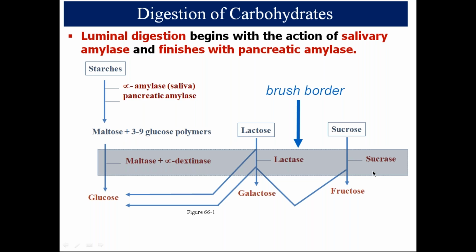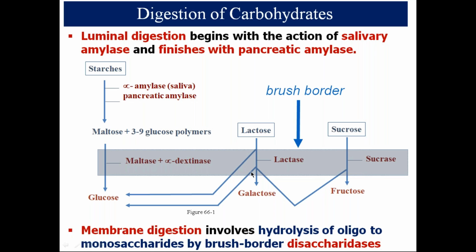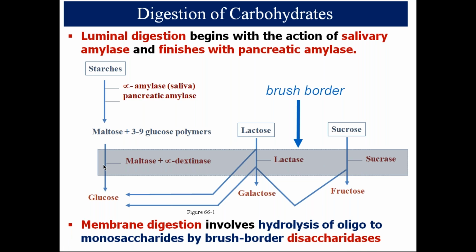there are the brush border enzymes. In the presence of the brush border enzymes, the digestion of these polymers and these disaccharides would be completed, right? So luminal digestion begins with the action of salivary amylase and finishes with pancreatic amylase. Membrane digestion involves hydrolysis of oligosaccharides to monosaccharides by brush border disaccharidases. So for lactose, you have lactase. For sucrose, you have sucrase. And for maltose, you have maltase and alpha dextrinase.